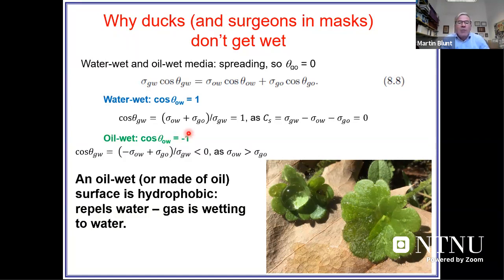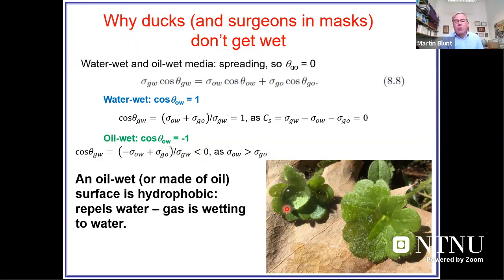That's sort of obvious. But if it's oil wet, so the contact angle is 180 degrees and cos theta is -1, then the gas-water contact angle cosine is minus the oil-water interfacial tension, probably plus the gas-oil one. This number is always higher than this one, so this is negative.